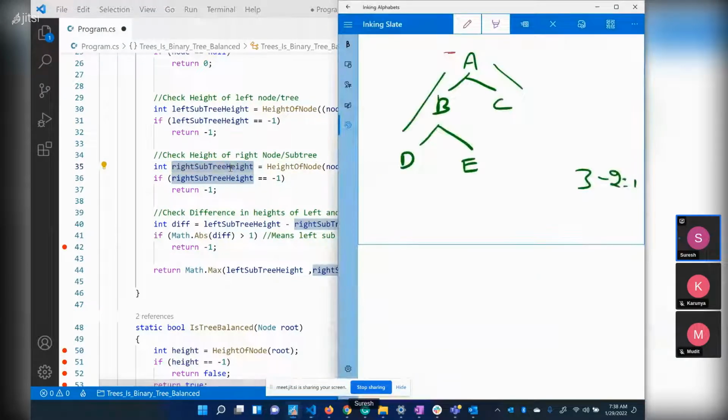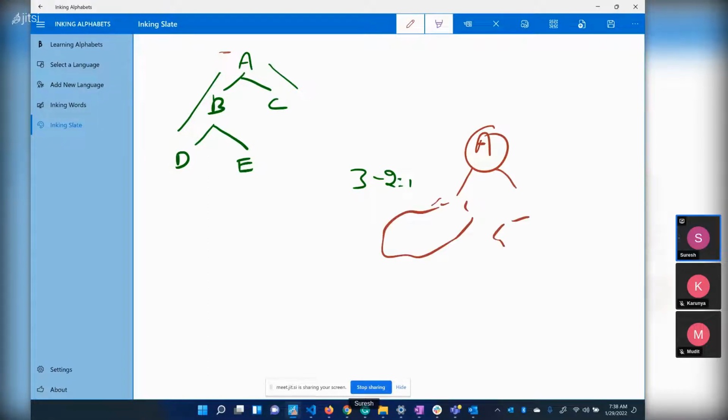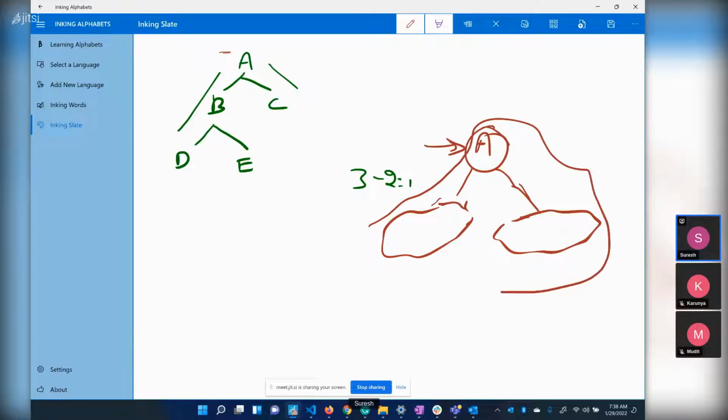So what is the way to calculate? This is the one I told you in the beginning. If you have a tree, let's say this is the tree. Some element A here, and there are some nodes here, there are some nodes here. Now I want to calculate the height of A. I want to calculate the height starting from this node, this whole subtree. What is the height? How to calculate the height?